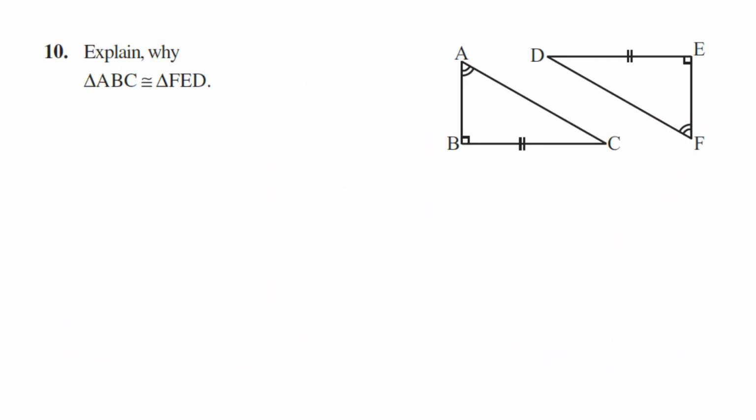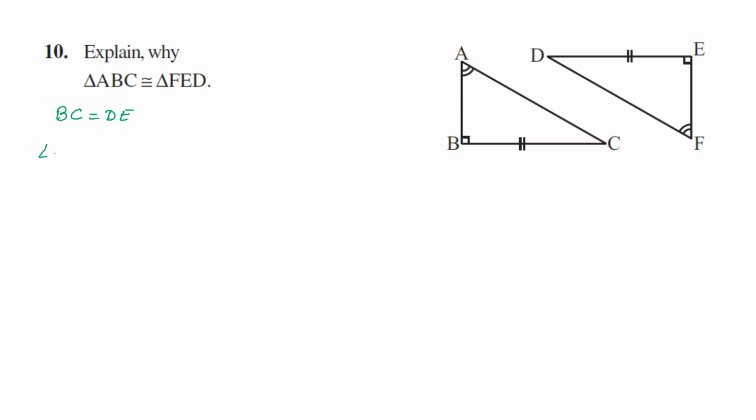Moving on to the next question. This is question number 10 of your NCERT book. It says explain why triangle ABC is congruent to triangle FED. So what we need to do, we need to find out why they are equal. So you can see what are the things given. You can see it is given that in triangle ABC and DEF, BC is equal to DE. This is given.